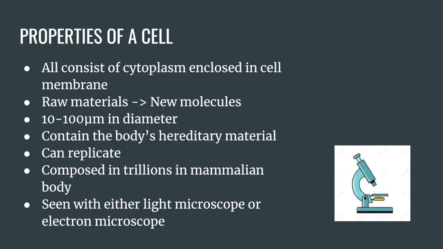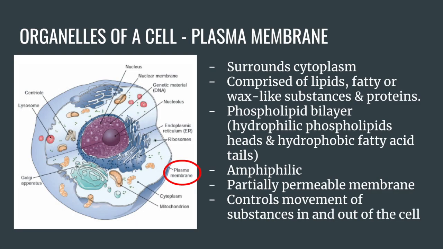The human body is made up of trillions of cells, and these cells can be seen with a light microscope, which shows micrographs as color images, or even an electron microscope, which magnifies objects up to more than 200,000 times, whereas micrographs come out black and white but can be artificially colorized. We'll now be looking at the organelles of a cell.